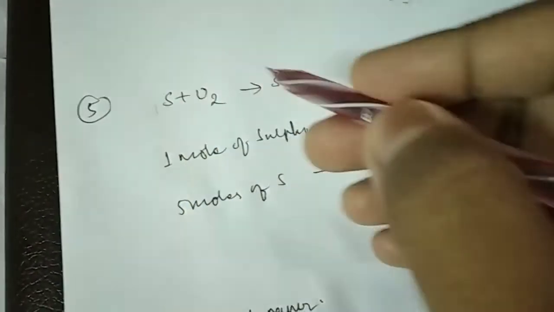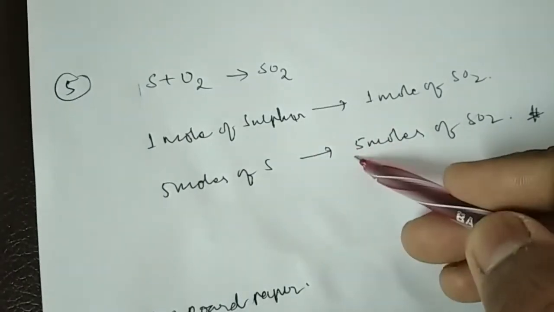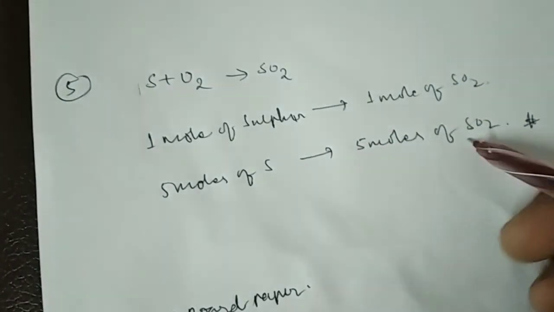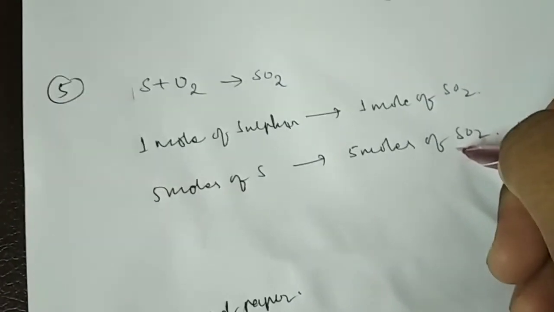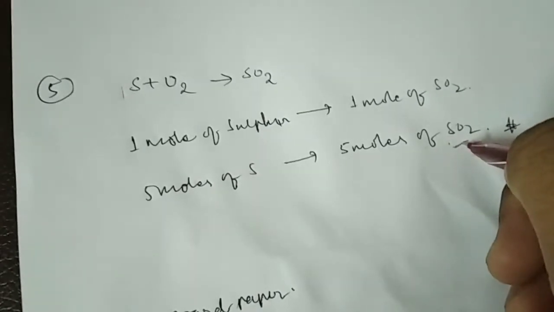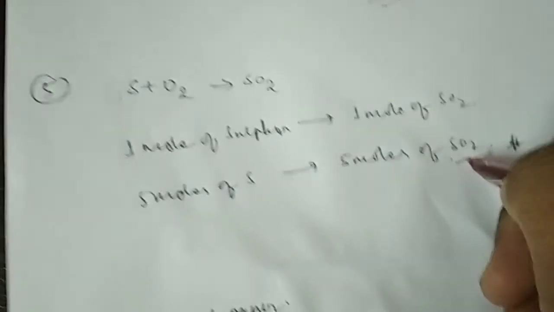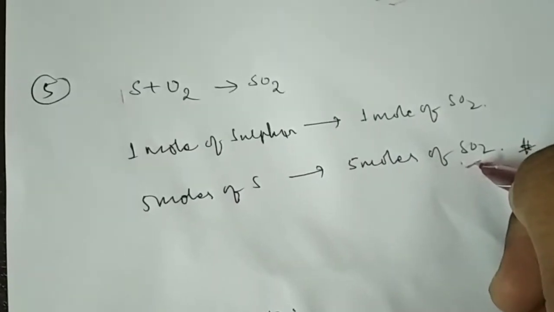That means here 1 mole of sulfur gives me 1 mole of sulfur dioxide. So if 5 moles of sulfur is given to me, then very simply you can write that 5 moles of sulfur dioxide will be evolved in this reaction. I hope you understood this answer also. This is the simplest answer of a 1 mark question, where most students even leave this type of question in their examination. Please don't leave any type of question. These are very easy questions.